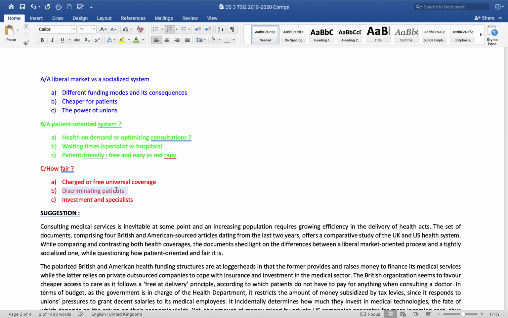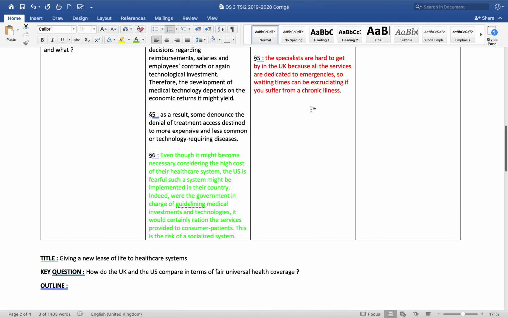Discriminating between patients, those who have chronic illnesses and those who have emergencies, how fair is that? They tell you that those who suffer from chronic illnesses, unfortunately, will not easily see specialists in the UK. So how fair is that? Because when you suffer from chronic illness, it's not your fault either. So should you have to wait a long time?